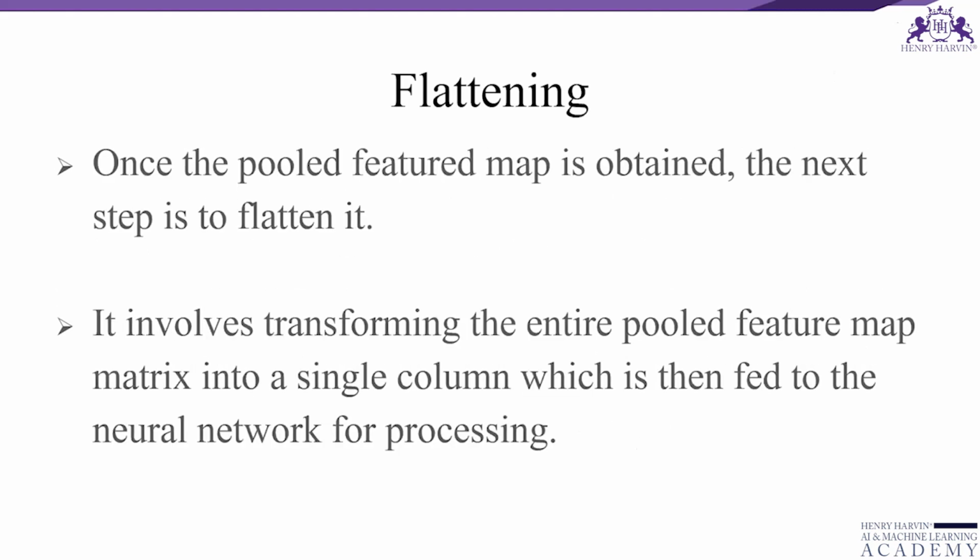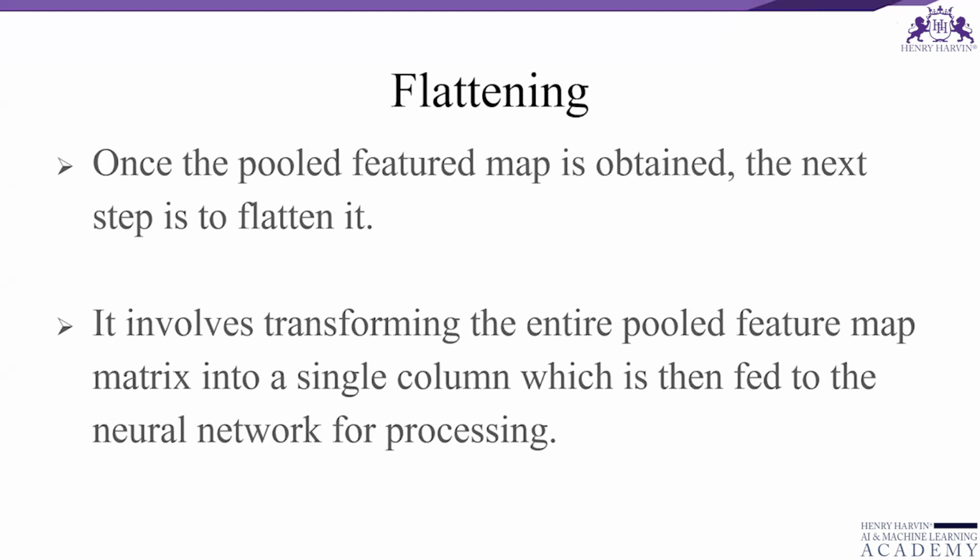The last one we are going to study is about flattening. Once the pooled feature map is obtained, the next step is to flatten it. What do we do in this flattening? We will be transforming the entire pooled feature map matrix into a single column, which is then fed to a neural network for processing. Right, so this is what we should know about flattening.